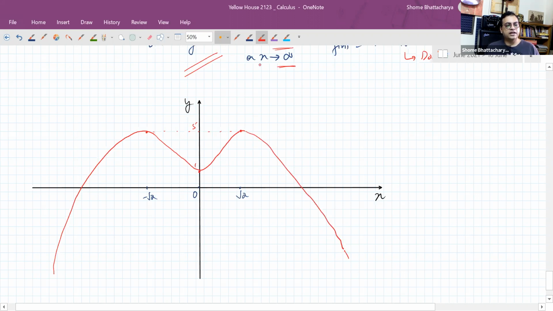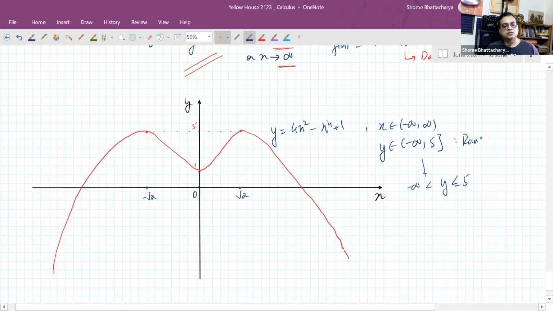So now you can see that for the entire domain of real numbers, minus infinity to infinity, y's lower limit is minus infinity. Okay, but upper limit is never going beyond this peak point, so it's never going beyond 5. So you can see that y never exceeds 5. So this is the range.